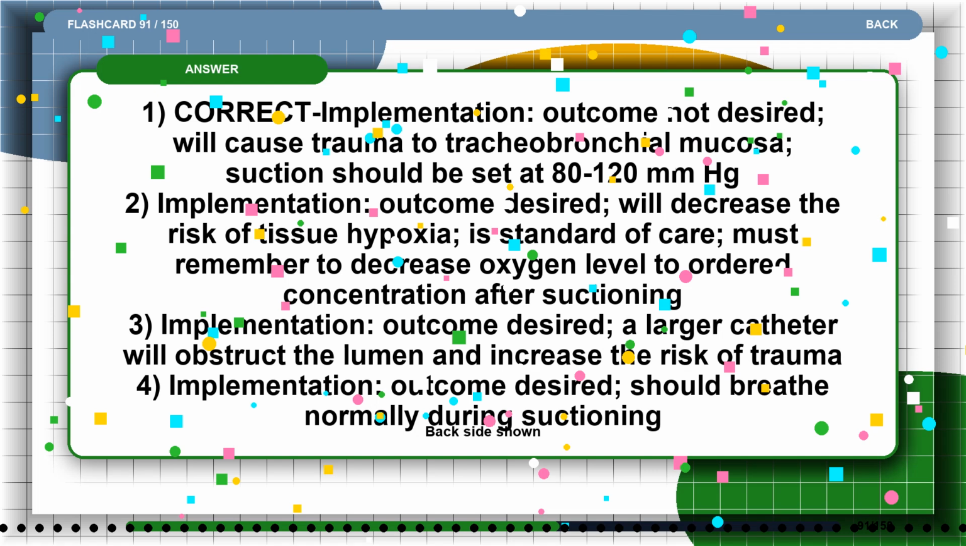The answer is 1. Correct implementation. Outcome not desired. Will cause trauma to tracheobronchial mucosa. Suction should be set at 80-120 mmHg. 2. Implementation. Outcome desired. Will decrease the risk of tissue hypoxia, is standard of care. Must remember to decrease oxygen level to ordered concentration after suctioning. 3. Implementation. Outcome desired. A larger catheter will obstruct the lumen and increase the risk of trauma. 4. Implementation. Outcome desired. Should breathe normally during suctioning.